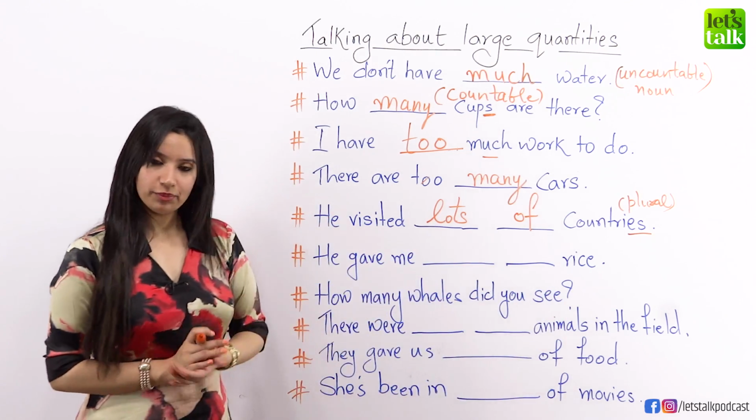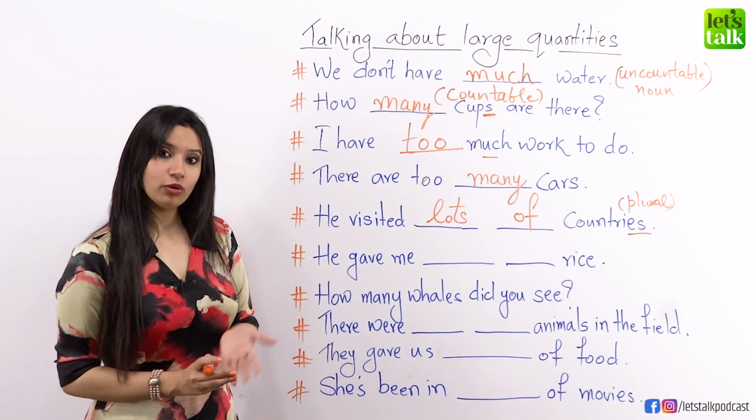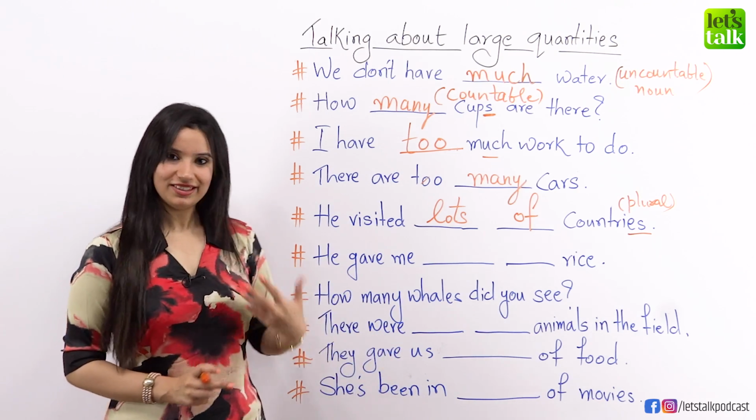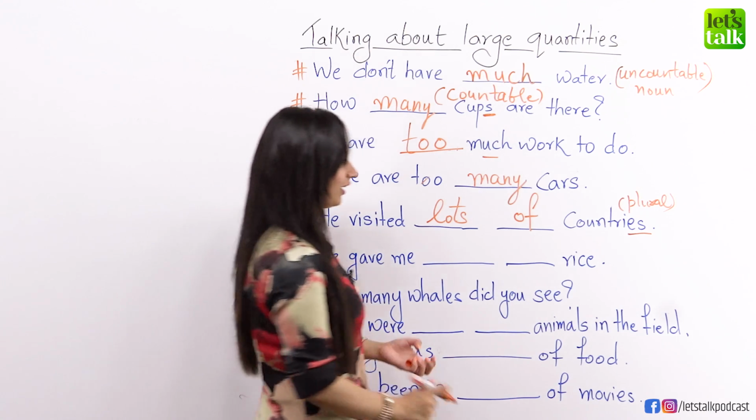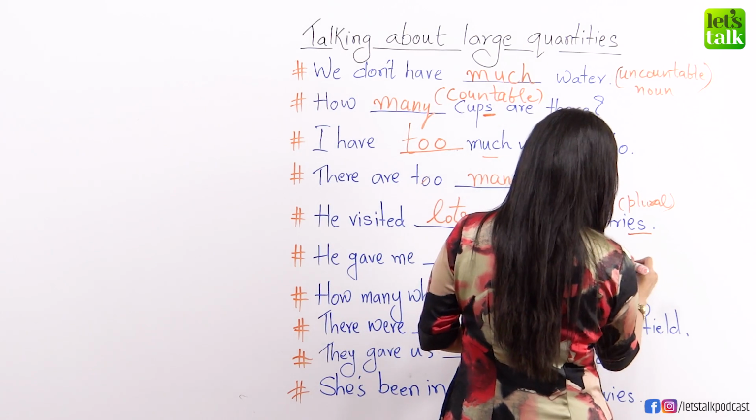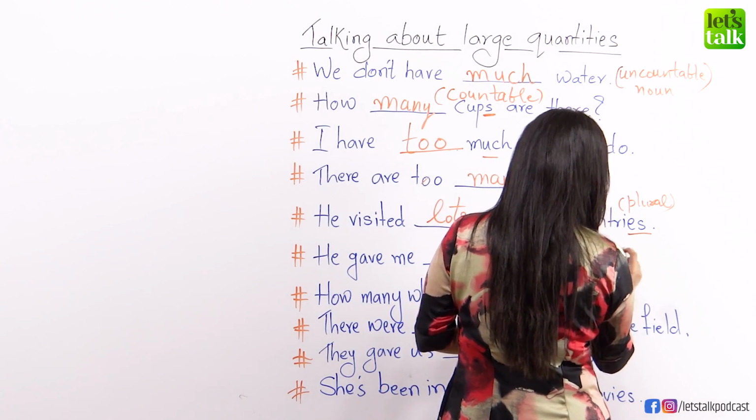Now, is rice a countable noun or an uncountable noun? Can you say rices? No, you can't. So this will be an uncountable noun.